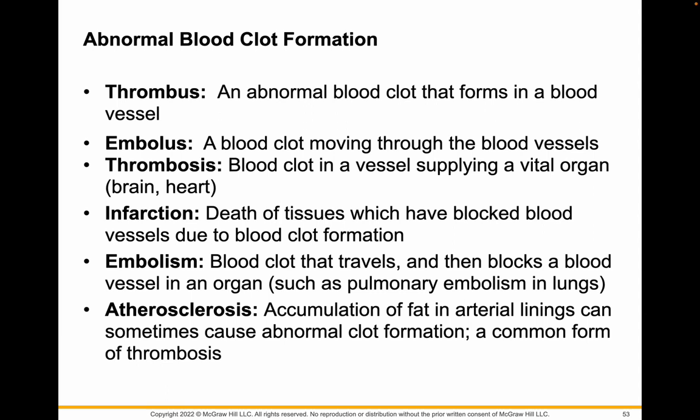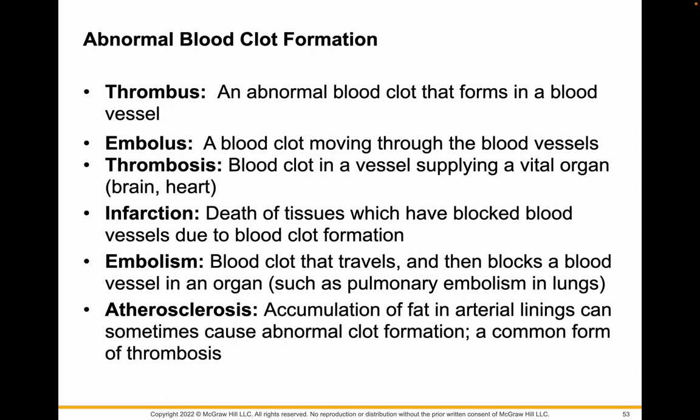Thrombosis is a blood clot in a vessel supplying a vital organ. So it's blocking oxygen-carrying blood cells to an organ. So remember, osis is a condition. Infarction is death of the tissues which have been blocked; you've had thrombosis, which causes an infarction. Okay, so tissue starts to die. Now, embolism is a blood clot that travels and then blocks a blood vessel in an organ.